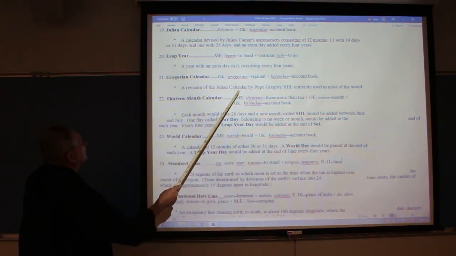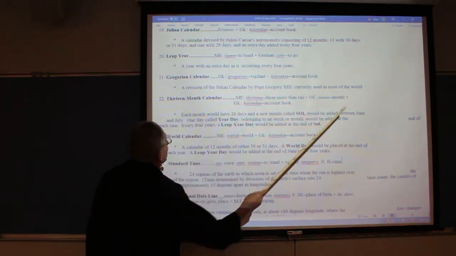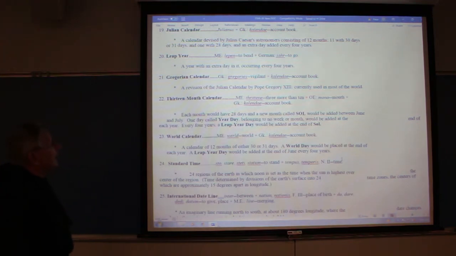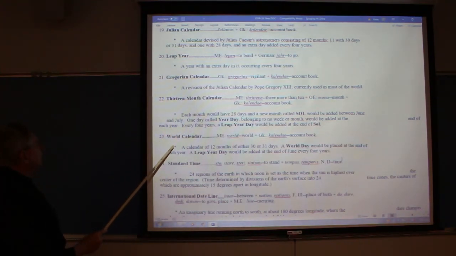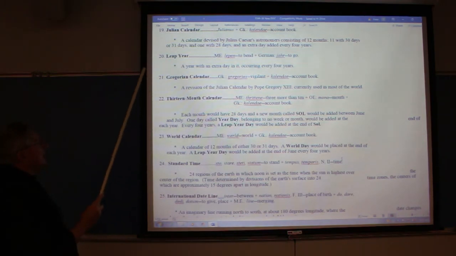The revision of the Julian calendar, currently used by most of the world, actually. I mean, there is the Chinese calendar, of course, is very big. You have the Jewish calendars, very important. Now, people decided we don't like these stupid leap years. Why can't we even these out? Well, they made some artificial calendars. One is called the world calendar, another the 13-month calendar, and look at how difficult these are.